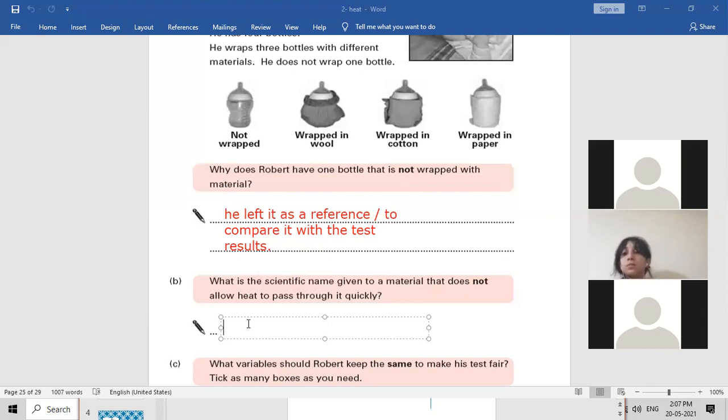Julie, can you answer it? Yes. What is it, dear? The name of the material that does not allow the heat to pass through it. Thermal insulators. Thank you so much. Thermal insulator.